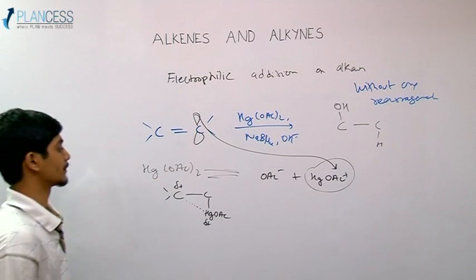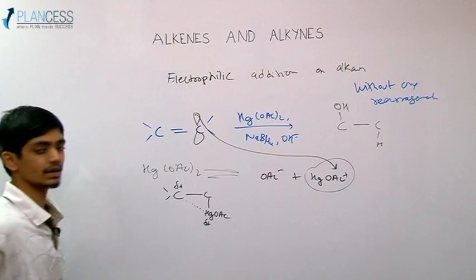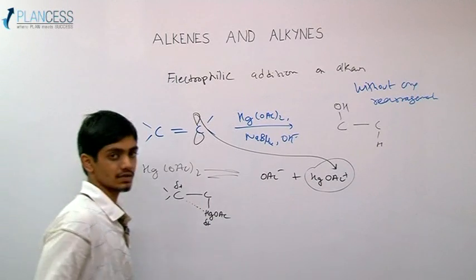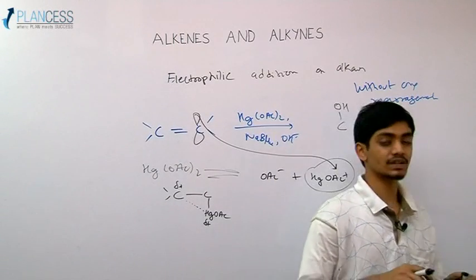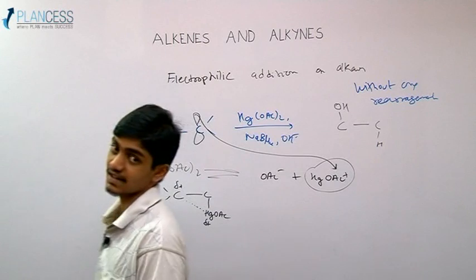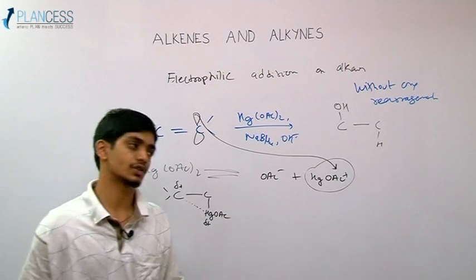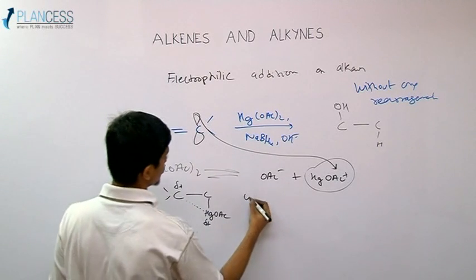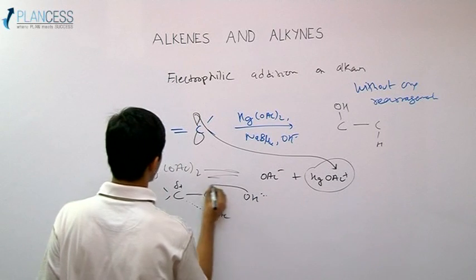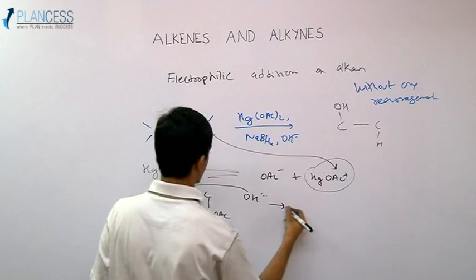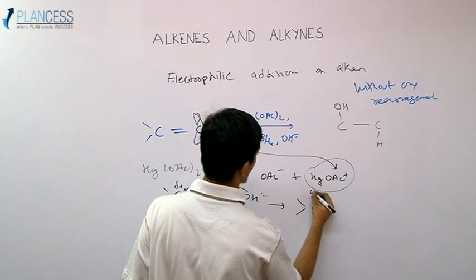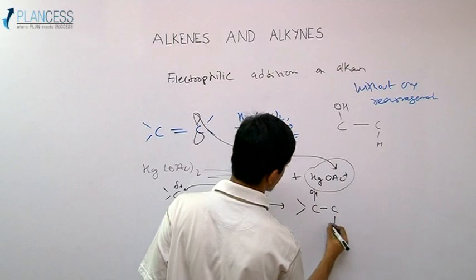Now next what happens? Because of this intermediate, because of this partial positive charge, this is not a proper carbocation and hence it cannot rearrange. And now the story is the same. You have water molecule, OH minus comes, OH minus attacks, and we get OH on this side of HgOAc.